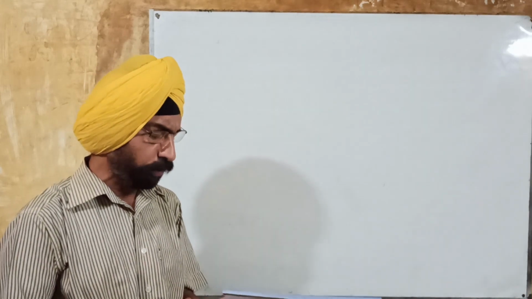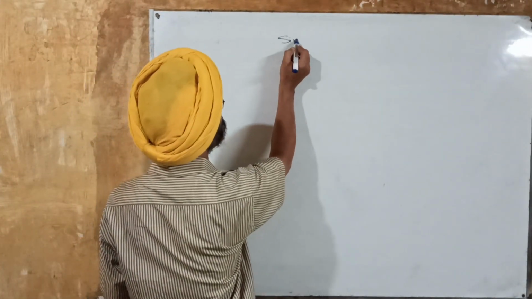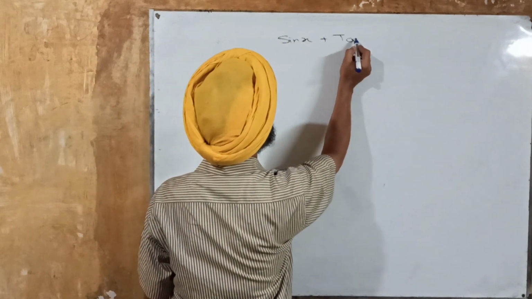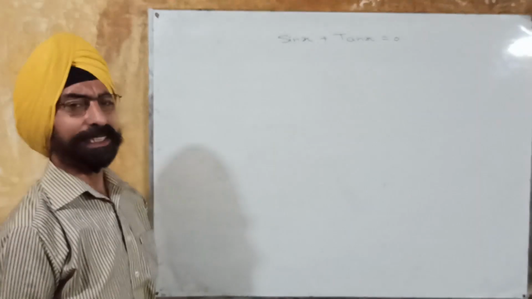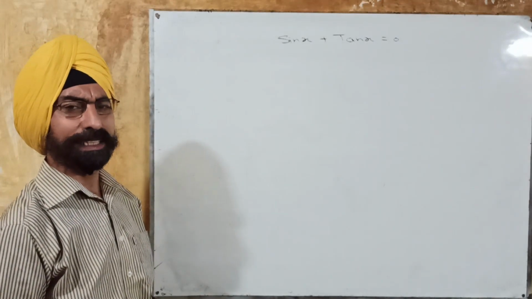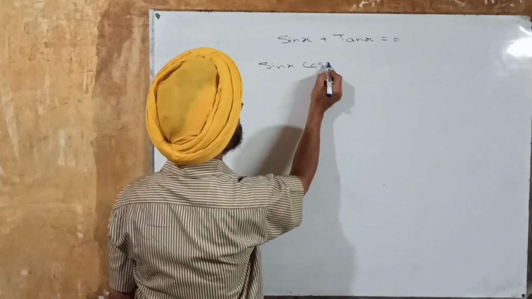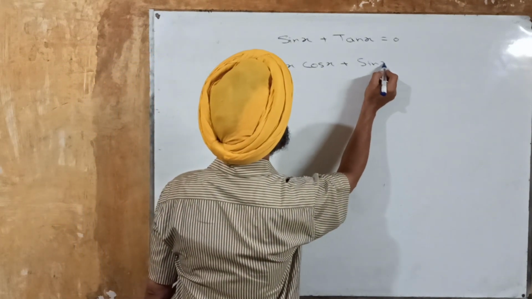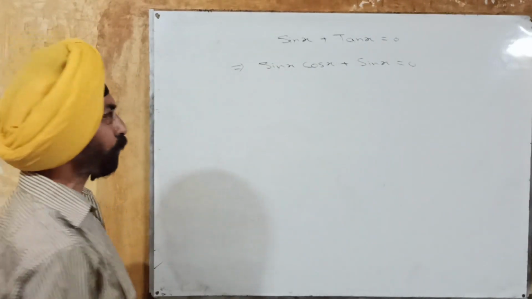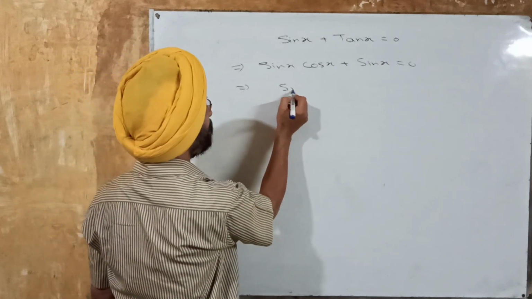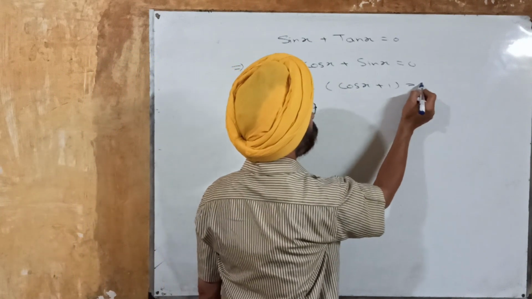Another problem which I am going to take here is sin x plus tan x is equal to 0. This is the problem. So write this tan x as sin x upon cos x. Take LCM. You will get sin x cos x plus sin x is equal to 0, by converting tan x into sin x upon cos x. And now you can take sin x as common: sin x (cos x + 1) is equal to 0.